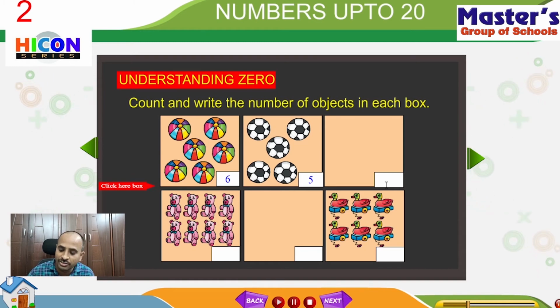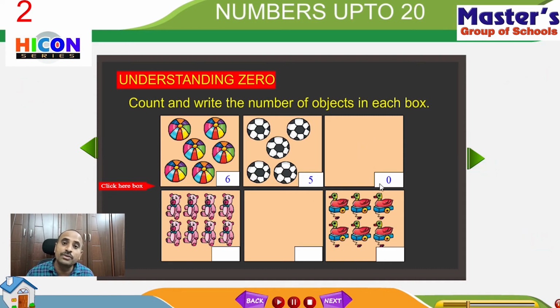We can write 0 like this. This number is called 0 because there are no objects in the third box. That means there is nothing in the box. The objects are absent in the third box. Absence of anything is called 0. So we have to write 0 for the answer.